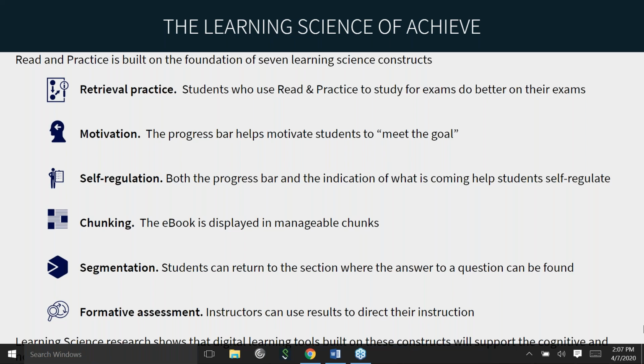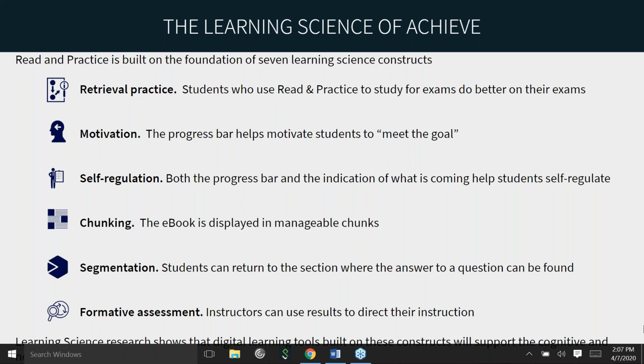There are also features in Read and Practice that promote student motivation. So you might see in Read and Practice that there is a progress bar. In addition to adding sort of a gamified feature, the progress bar helps motivate students to meet the goal. As they see the bar increasing or getting closer, they stay committed to reaching the goal that their instructor has set for them.